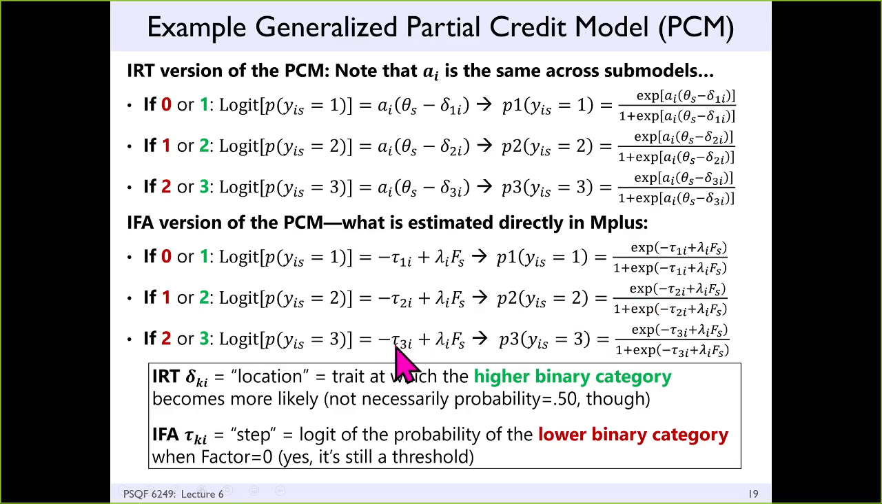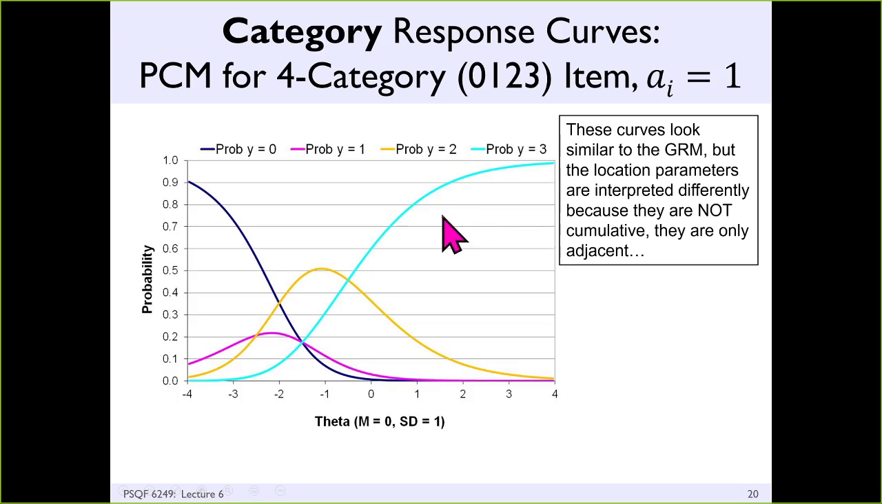So the key thing about this model is that it doesn't assume these categories are ordered. There's nothing in the model that says that these deltas, like delta 2, has to be bigger than delta 1, or that delta 3 has to be bigger than delta 2. It's only adjacent. So let me show you some pictures here.